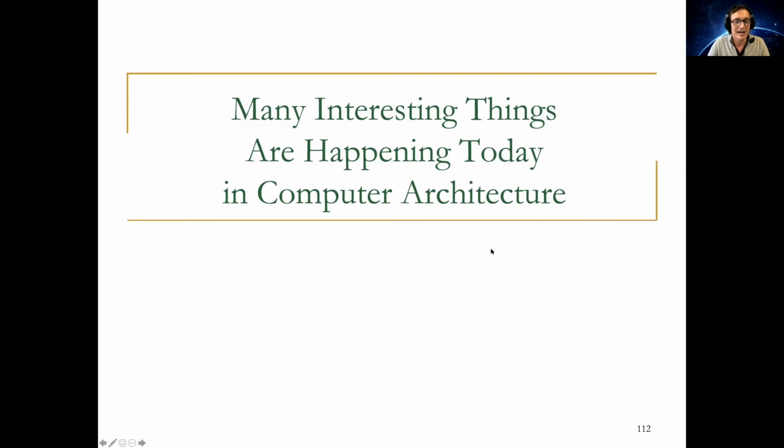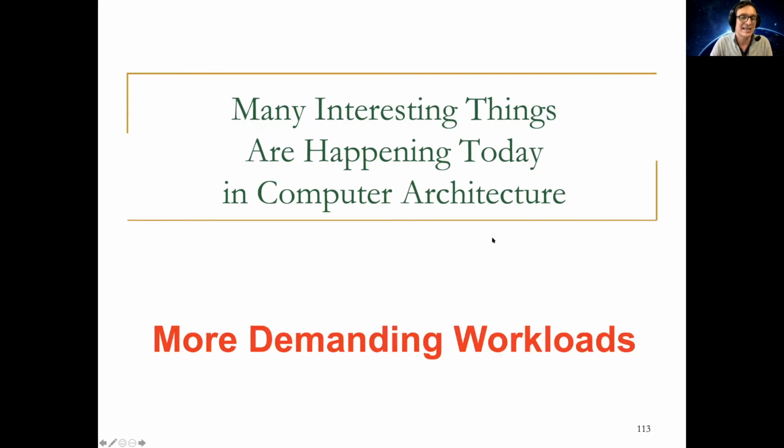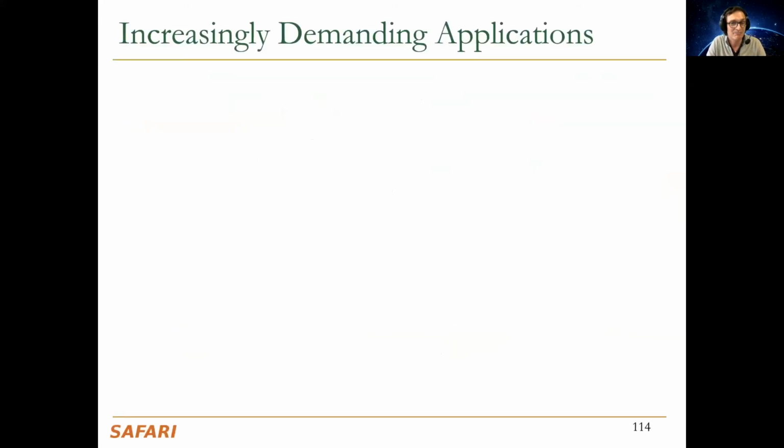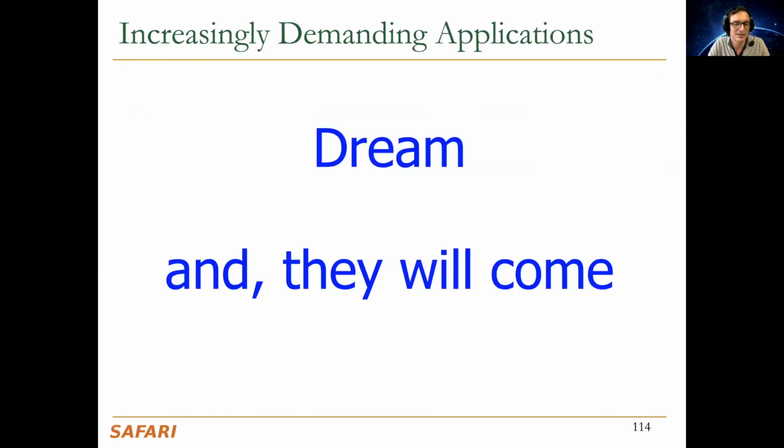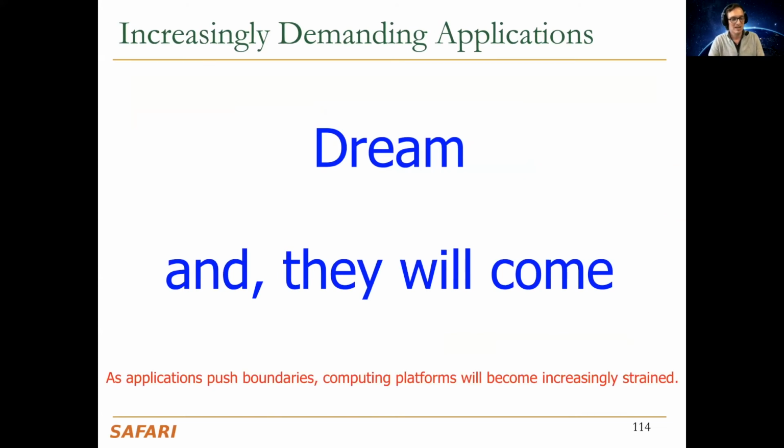Okay, now let's move on to something else that's happening in computer architecture as well as systems, and that's more demanding workloads. I mean, we kind of talked about this, right? We talked about AI, ML, but applications are increasingly demanding. And this is really up to the imagination of people. You dream and applications will come. So it's actually interesting. There are a lot of anecdotal stories that I can tell you. When the MIPS R2000 was designed in the early 1980s, we're going to cover the MIPS ISA.